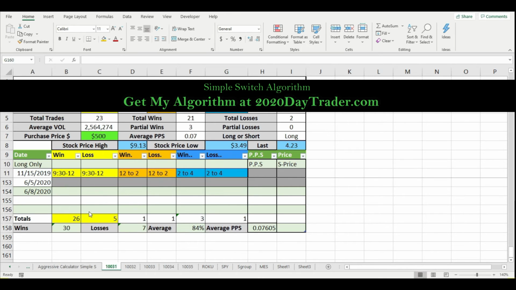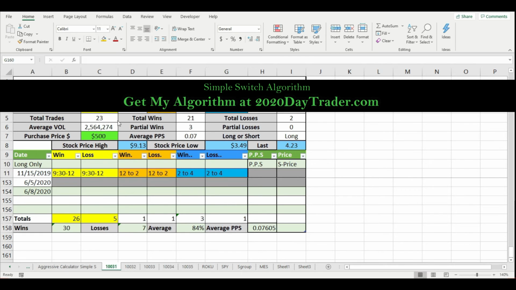And with that action, I have an 84% success rate. I also put it in here so I know what my average per share is. So I'm averaging 7 cents per share right now in earnings when I play this. And then I put all this other data in here for me to look at: high price, low price, wins and losses, and stuff like that.